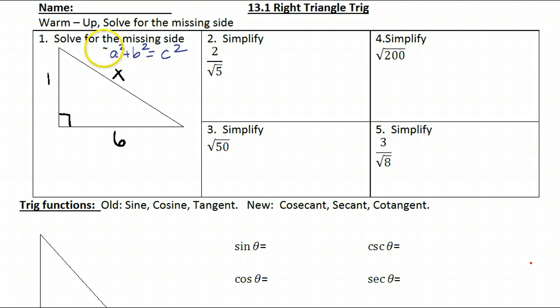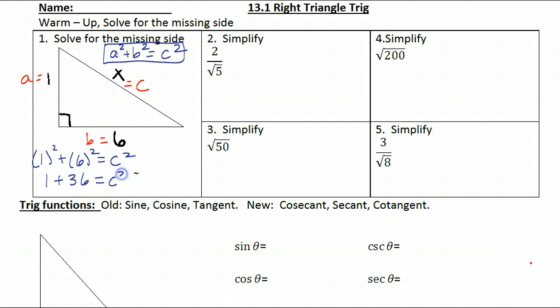When you're trying to find a missing side of a right triangle, if you know two sides, you can use the Pythagorean theorem. The hypotenuse is always the C value, and then the other two legs of the triangle, you can make them A or B, it doesn't matter which one you make which, but the hypotenuse has to be C. Then I'd go ahead and plug them in. And then I would go through and solve my equation. So I've got 1 plus 36 equals c squared, or x squared. 37 equals c squared, and then square root it to solve.